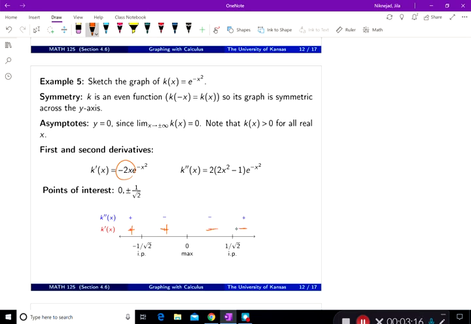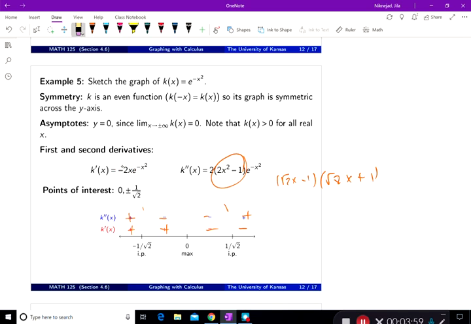The sign of k double prime depends on the sign of this part, and so I have to figure out this is a quadratic polynomial, therefore it's going to be positive on the two ends. If I factor this, I will get square root of 2 x minus 1 times square root of 2 x plus 1, and each zero is of order 1. The sign should change as I cross the zeros, which it does. Over here it changes, and over there it changes.